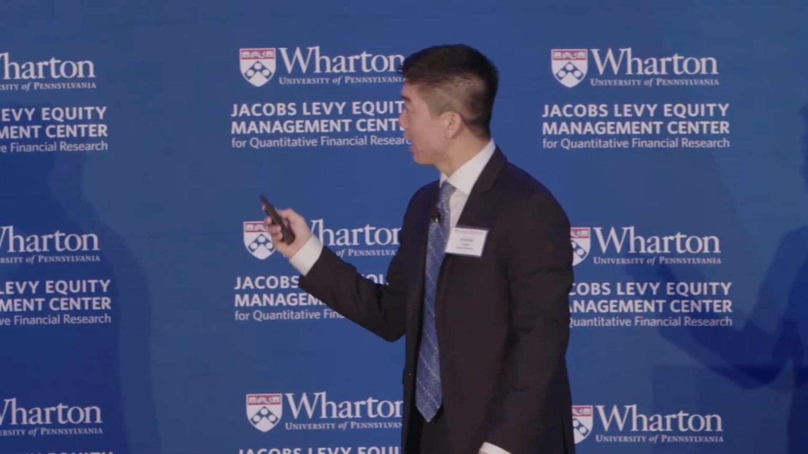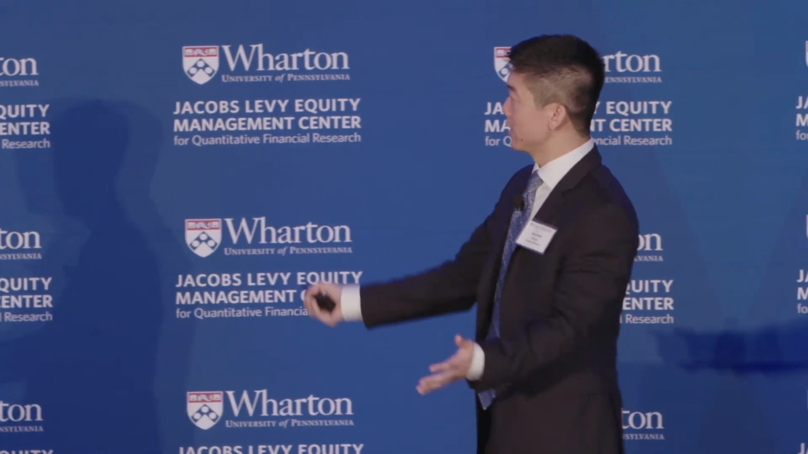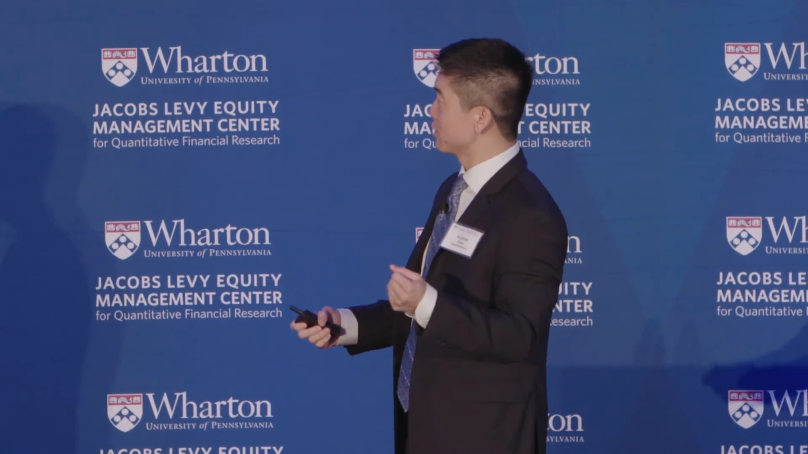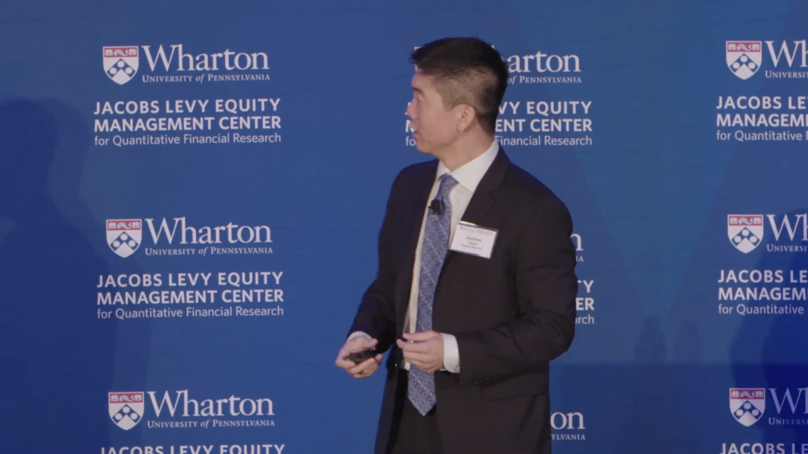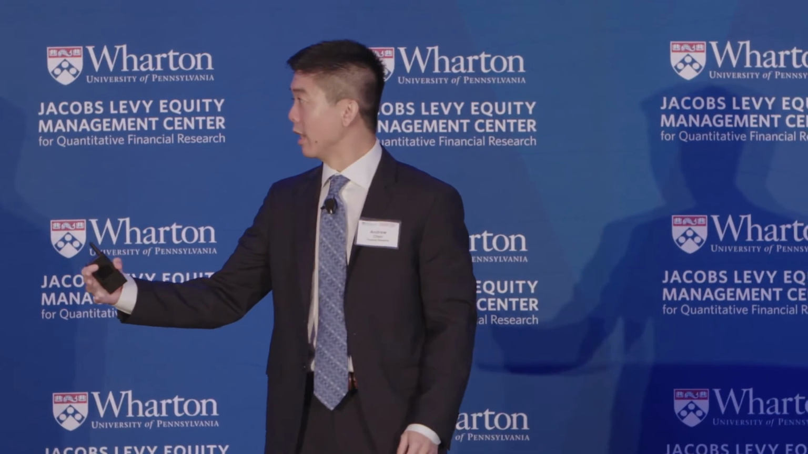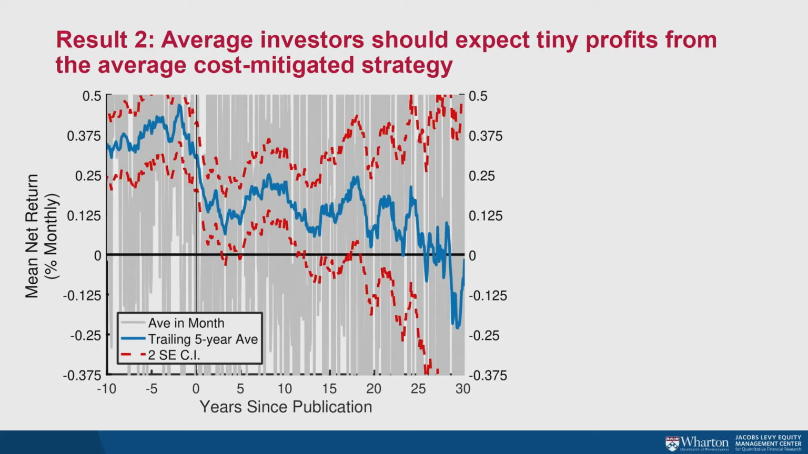Okay, so what happens after publication? We get our second main result. Average investors should expect tiny profits from the average cost mitigated strategy. So I'll show this in an event time plot. This is a plot of the return in the months relative to publication. The axis is in years, but the data is actually monthly.